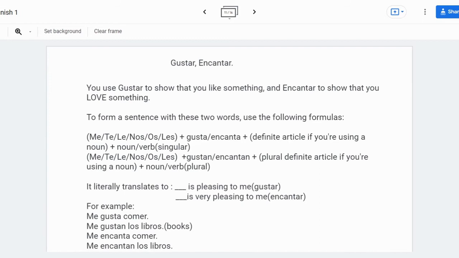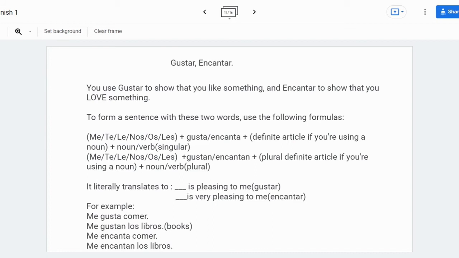Let's see a couple examples. I mentioned me gusta comer. It's a simple sentence using gustar that means I like to eat. Me gustan los libros, or books. This means that I like the books, all the books, because I have a plural subject here.